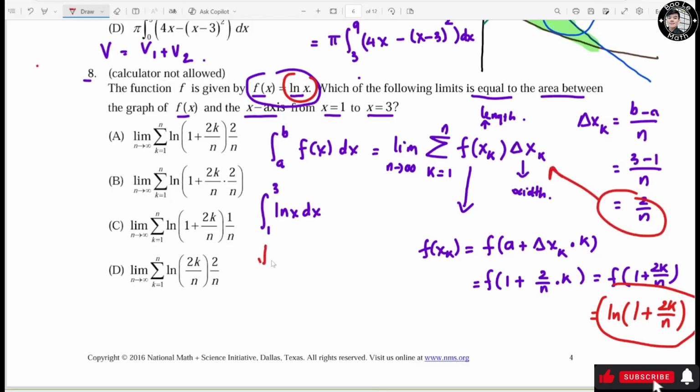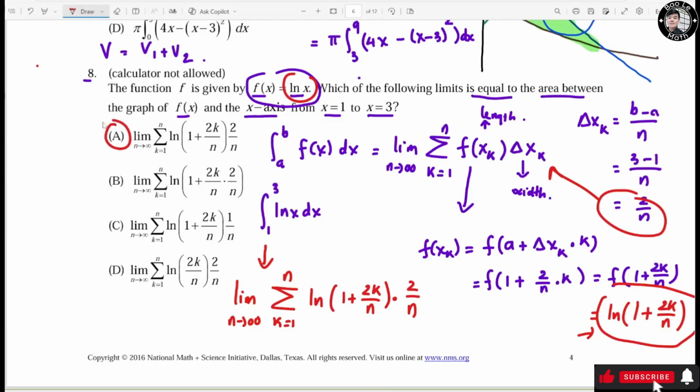So the integral from 1 to 3 of ln s ds equals the limit as n approaches infinity of the summation from k equals 1 to n of f of s_k, which is right here, ln of 1 plus 2k over n, times delta s, which is 2 over n. So the answer must be A.